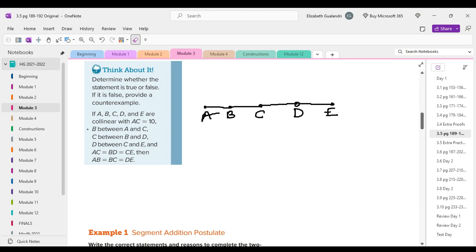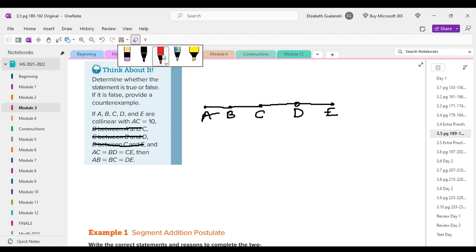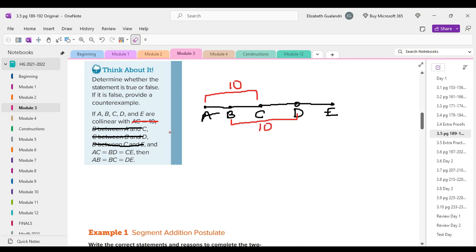So I followed these steps here and drew that stuff out. Let's see what else we have here. It says that AC is equal to 10. So from A to C, this is 10 units long. So I drew that part out. And then it says AC is equal to BD. So that means that BD is going to be 10 units long, which is equal to CE. So that also means CE is going to be 10 units long.